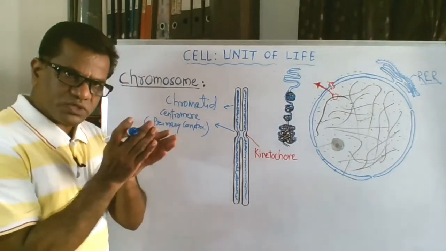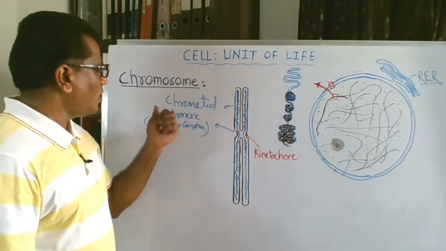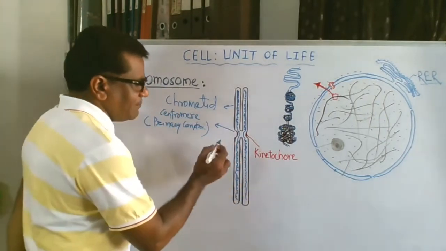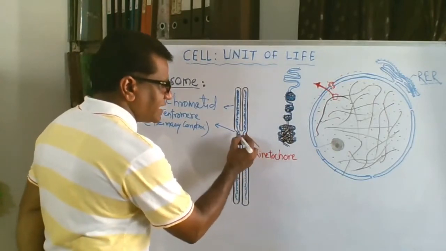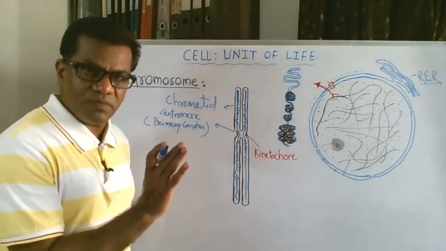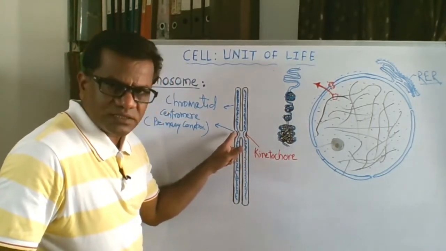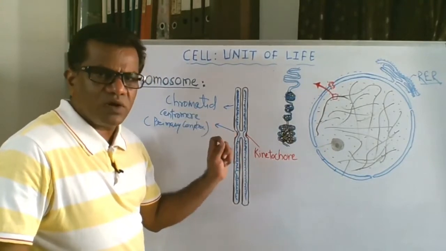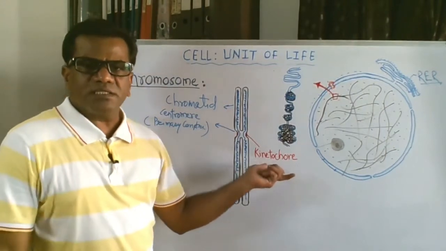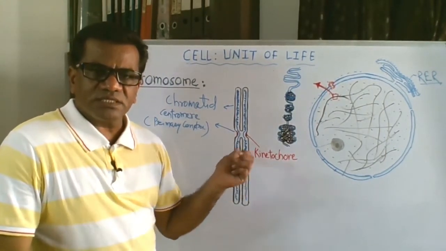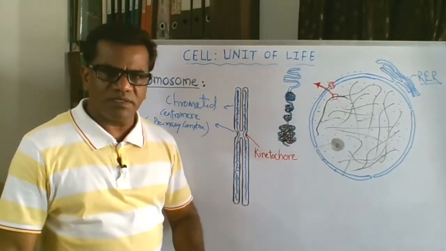Primary constriction. A constriction is present here, and this is called primary constriction or centromere. At the same place, I have tried to show here with a red color some disc-like structures present on both the chromatids separately. Here a red disc, here a red disc. These small disc-like structures are called kinetochores. These kinetochores are the structures where the spindle fibers are attached at the time of cell division.